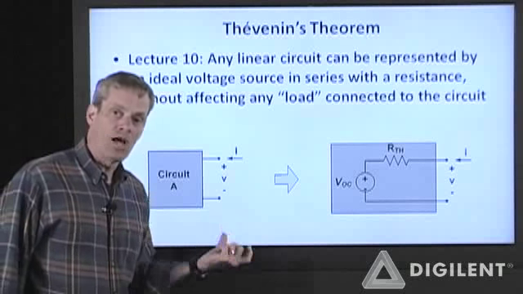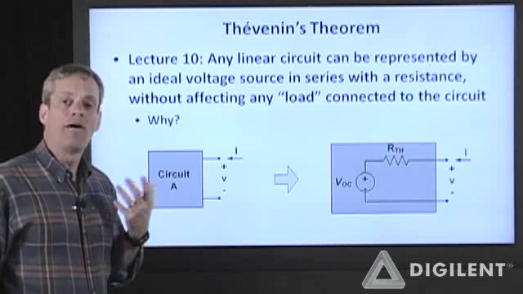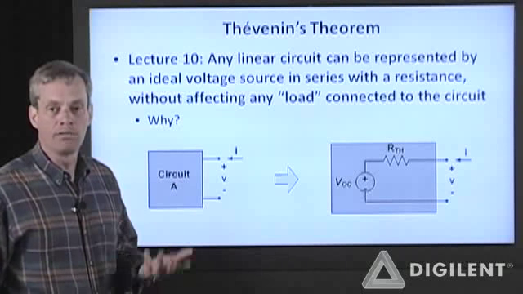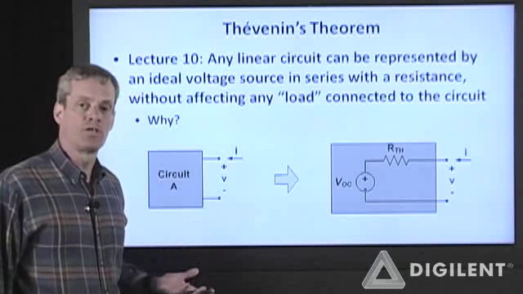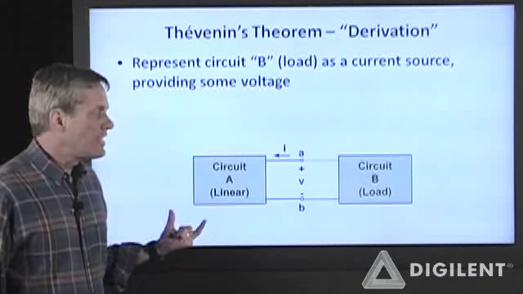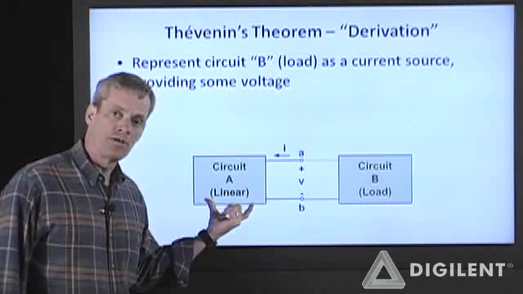Now hopefully when you saw this, your initial response was, why? Okay? Now I want to give you a feeling as to why this is possible. I don't want to do a complete rigorous derivation, but I think you deserve some explanation of why this is true. Now keep in mind that all that circuit B knows about what's going on in circuit A are the voltage and the current at this interface indicated by nodes A and B. Likewise, all that circuit A knows about circuit B is the voltage and current at this interface.